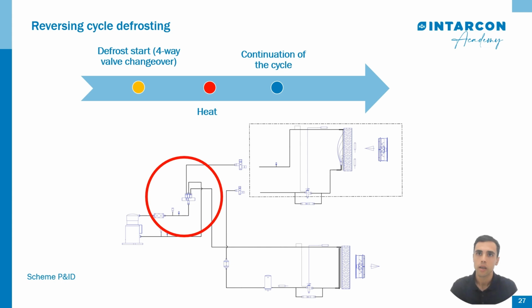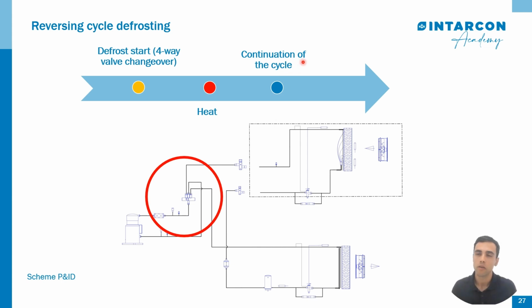During the defrost, the fan in the room stops and the four-way valve changes the direction of the refrigerant flow, directing it to the evaporator. Next, the heat transfer. The evaporator, now acting as a condenser, receives the hot gas condensing on its surface, transferring heat to the accumulated ice, effectively melting it.